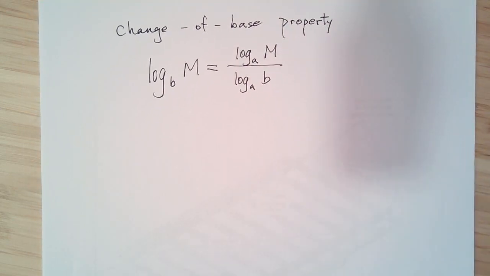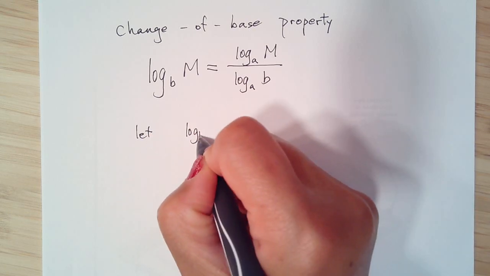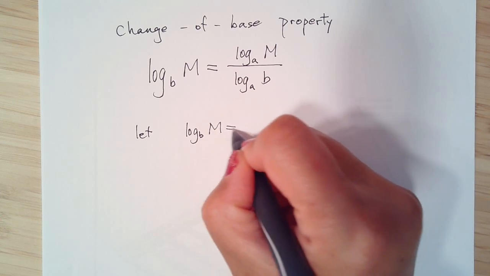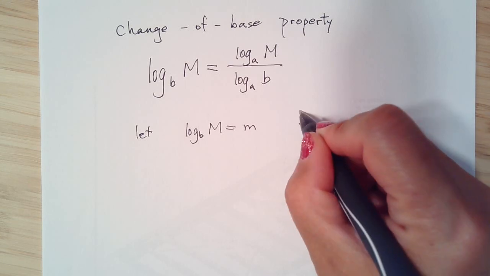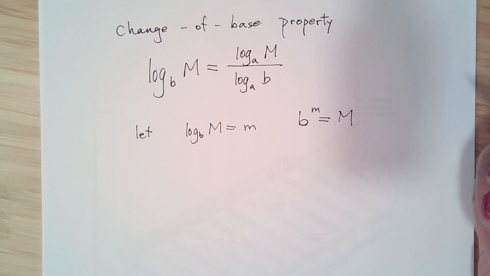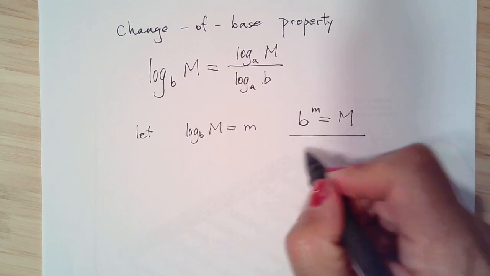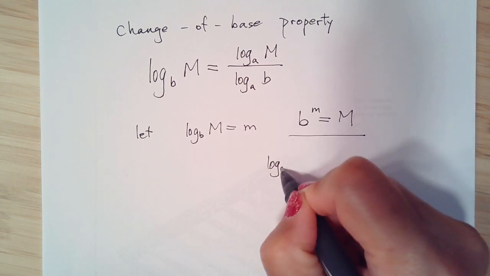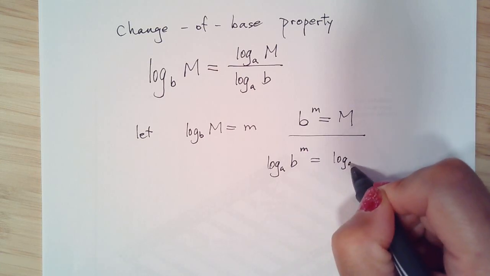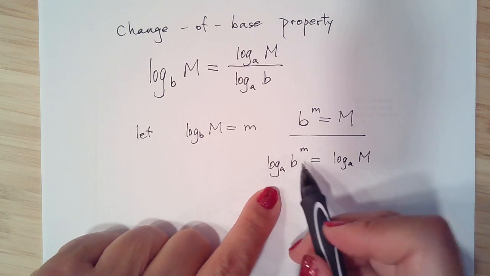Here. Let log b big M equal little m, which means b to the little m is big M, right? Okay, and then we take a log based on a on both sides. So we take log a of b to the little m, which equals log a big M. See what I'm doing? I just take the log based on a on both sides, and I bring this over.